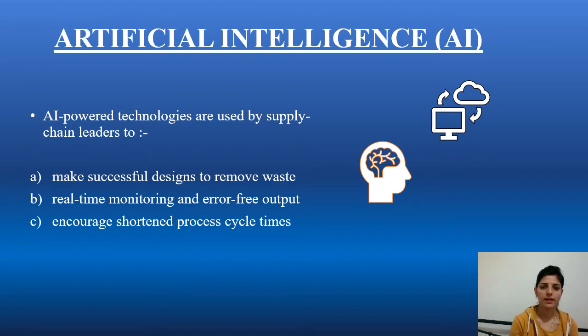Now, in this slide, I will discuss some applications of artificial intelligence. Supply chain leaders use artificial intelligence powered technologies to make efficient design to eliminate waste, real-time monitoring, and error-free production to facilitate lower process cycle time. These processes are crucial in bringing innovation faster to the market.